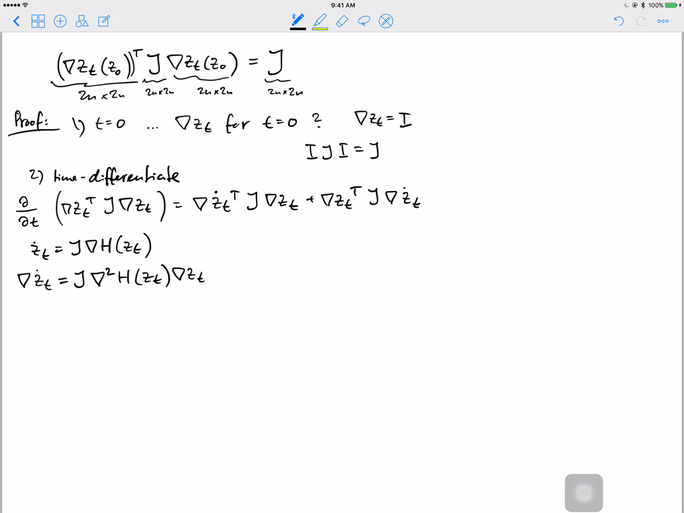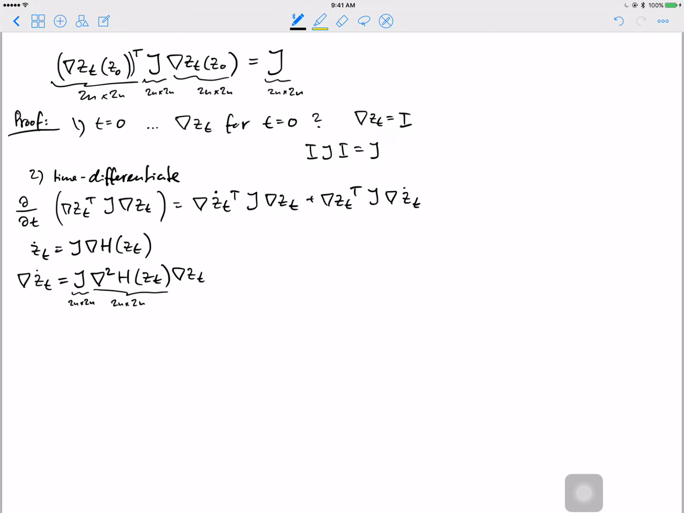Okay, so let's just check the dimension. This is 2n by 2n as always. The Hessian is a matrix of second derivatives. So that's also a 2n by 2n dimensional matrix. Do you know the property of the Hessian matrix? The Hessian matrix is always symmetric. And that's because it doesn't matter if you first take the partial by x and then by y, or first by y then by x, you always get the same result. That's why the Hessian matrix is symmetric.